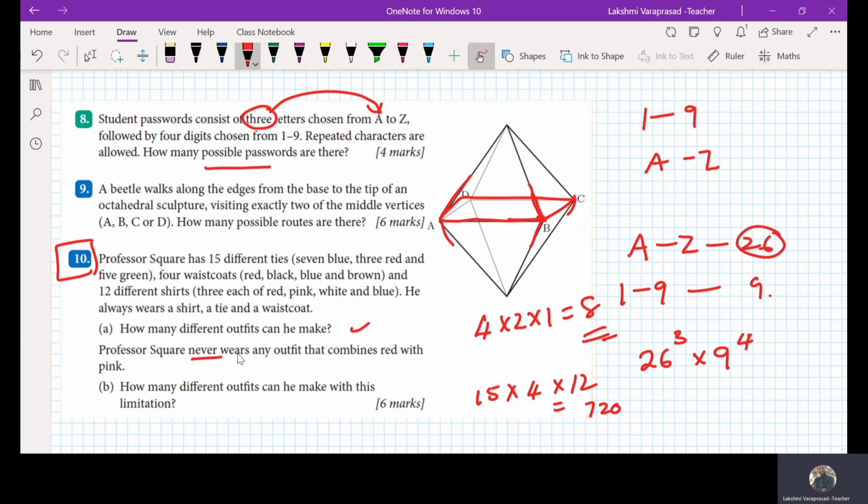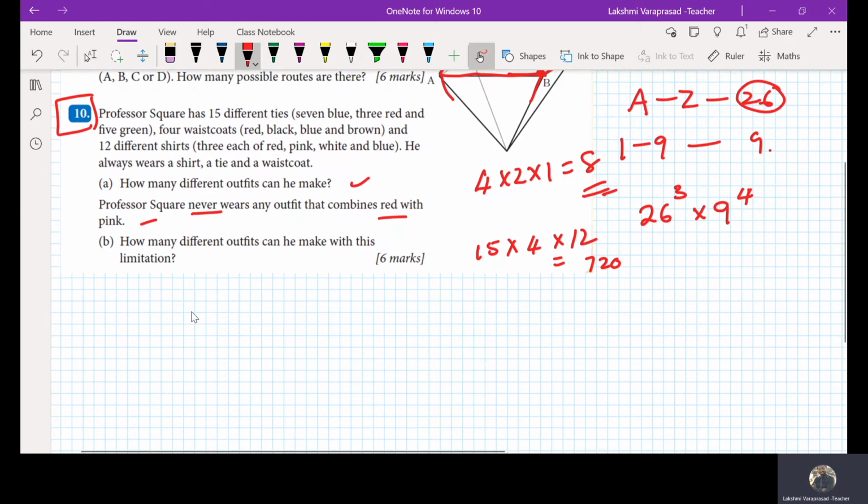Professor Square never wears any outfit that combines red and pink. So in this, what we have to do is, see, first, there are two cases actually. Shirt is not pink. The shirt is pink. Do you understand clearly what I meant? How many different outfits can be made with this limitation? That means the Professor Square never wears any outfit that combines red with pink.